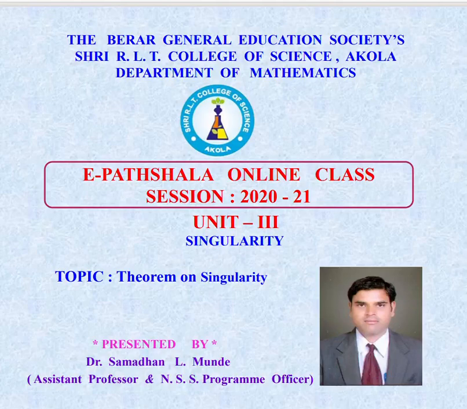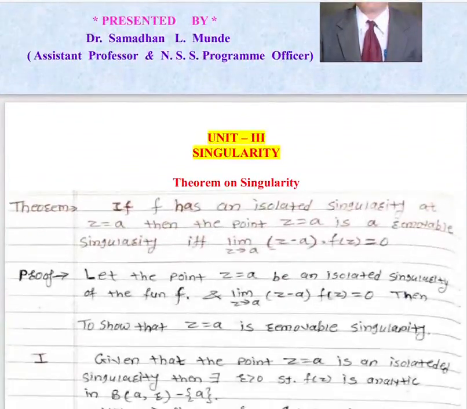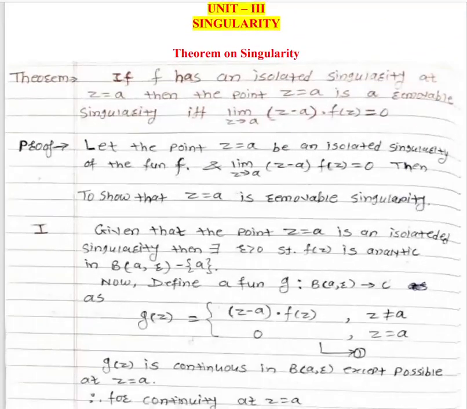Dear student, in the previous lecture we have seen some types of singularity. So in this lecture we will see theorems on singularity. So what is the statement of the theorem? The statement of the theorem is: if f has an isolated singularity at z equal to a, then the point z equal to a is a removable singularity if and only if limit z tends to a, (z minus a) into f of z equals 0. So this is the statement of the theorem.